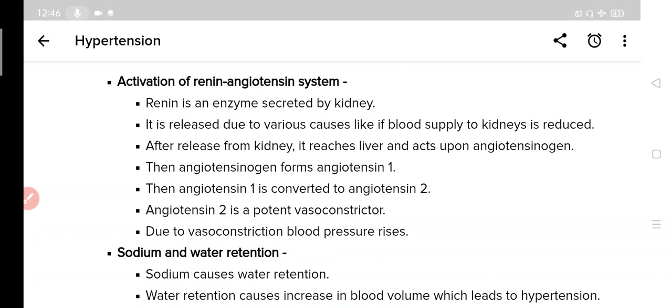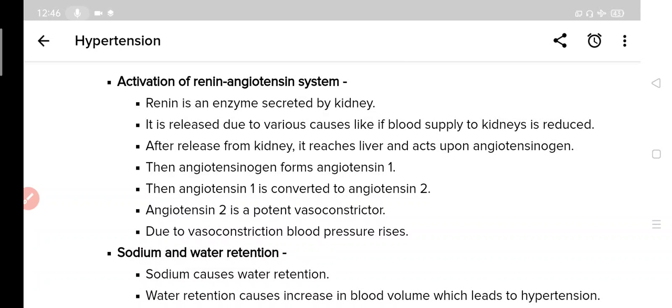And what is the effect of this action? The effect is that angiotensinogen forms angiotensin 1. Then further angiotensin 1 is converted to angiotensin 2, and this angiotensin 2 is a potent vasoconstrictor. Vasoconstrictor means that it causes constriction of vessels. So obviously constriction of vessels will cause blood pressure to rise.